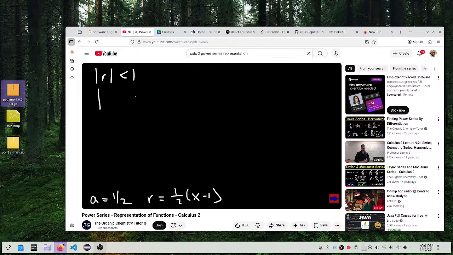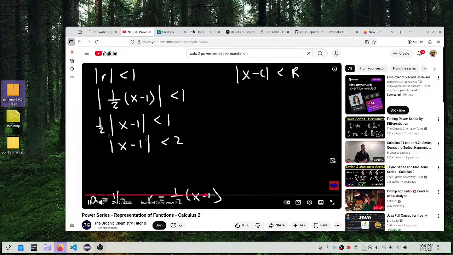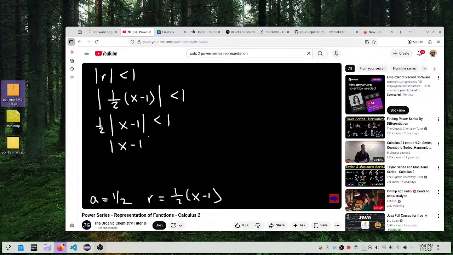So that means that the absolute value of 1/2 times x minus 1 has to be less than 1. Taking the 1/2 to the front, we have 1/2 times the absolute value of x minus 1 is less than 1. So we need to multiply both sides by 2. So the absolute value of x minus 1 is less than 2. Now it's in this form. And so the radius of convergence, we can clearly see that it's equal to 2.